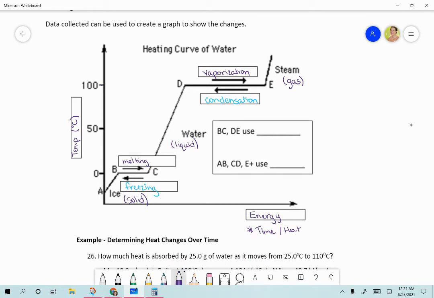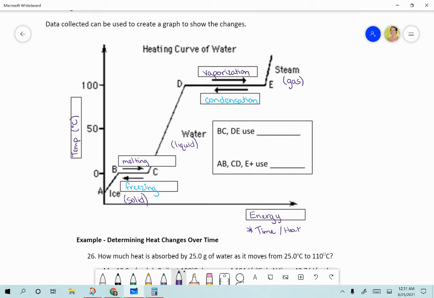So for segments B, C, and D, E, these are my flat parts. These are my horizontal sections of my heating curve. When we have this horizontal section, that means my temperature is not changing. So I don't have a temperature change. So I can't use the Q equals MC delta T equation because delta T equals 0. And we know that since my line keeps moving, my energy is still continuing to increase.